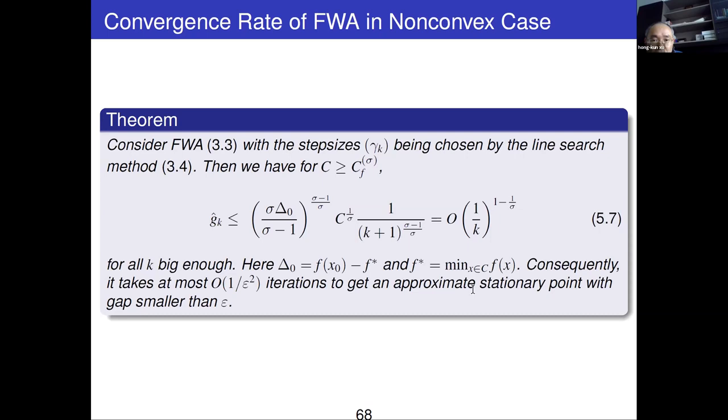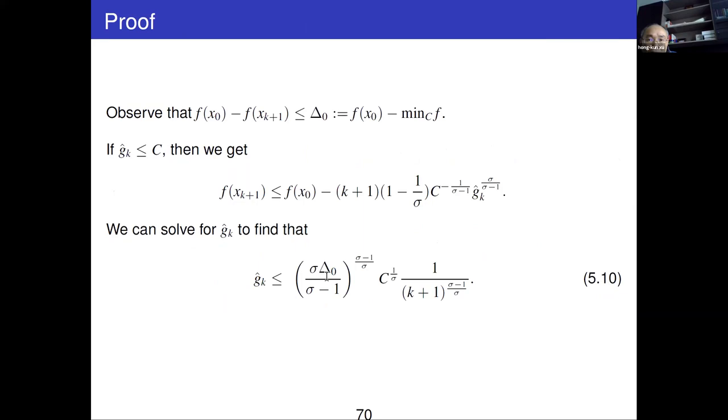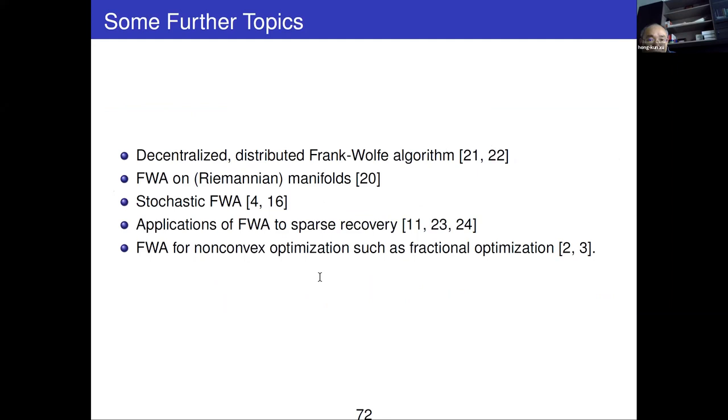I don't know if we can get better rates or estimates on the difference of f(x_k) and f star. I don't know. But anyway, we have something about the rate of convergence. So that means if you want to get a stationary point with gaps smaller than epsilon, then at maximum you just need capital O of 1/ε² iterations. This is not very good, but this is non-convex, that's the case. Okay, I have some proof, some argument to get this rate of convergence.